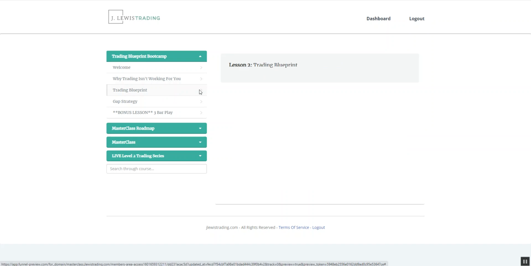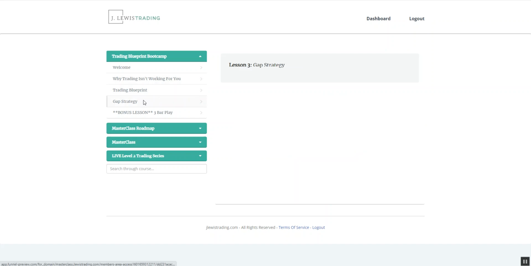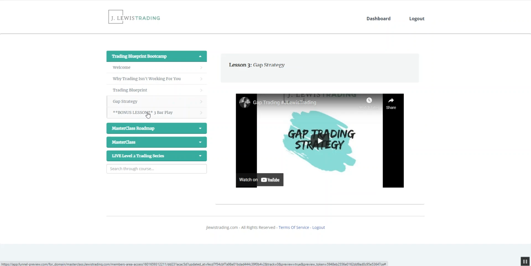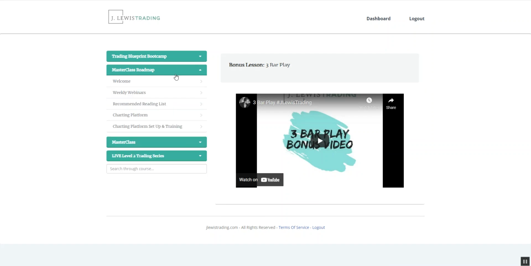If you go into the Trading Blueprint, same thing. We're going to get into what you need to put together to create some structure with trading, and then so on and so forth with the gap strategy and the 3-bar play. So that's already given to you, and if you don't have that already, please email me and I'll send it to you. No problem. But in the actual masterclass itself, we start with this roadmap.